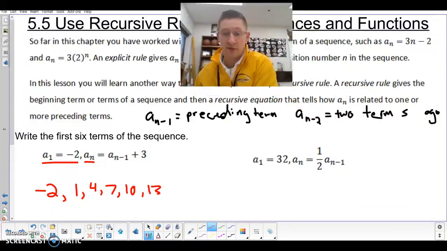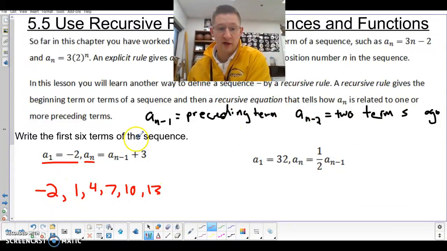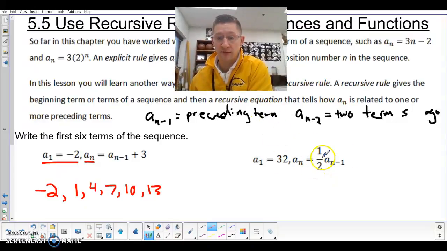Now this one happened to be the first 6 terms of an arithmetic sequence written recursively. I could do the same thing with the first 6 terms of a geometric sequence. So for geometric, we're going to be doing repeated multiplication. For this sequence, 32 is my first term. To find the next term, I take 1/2 times whatever came before it. So the next term in this sequence is going to be half of 32, which is 16. And then half of 16, which is 8. And then half of 8, which is 4.